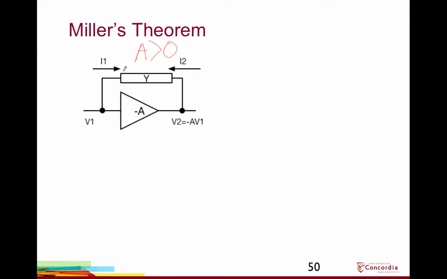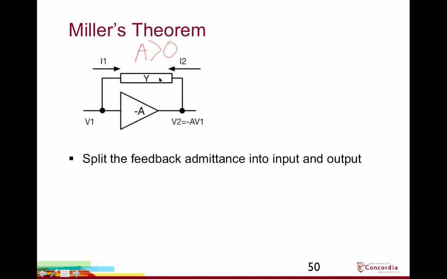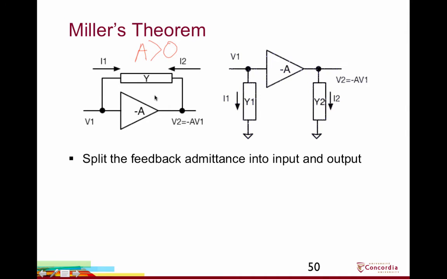We have currents flowing in and out of that admittance. Now, of course, as a two-terminal admittance, these two currents are going to be equal and opposite, but let's leave them as these independent variables for now. Miller's theorem is a trick that will let us split this feedback admittance into an input and output admittance, as shown here. So instead of there being one feedback admittance Y, we have an input admittance Y1 and an output admittance Y2. Again, I've labeled these currents as separate, being I1 and I2.